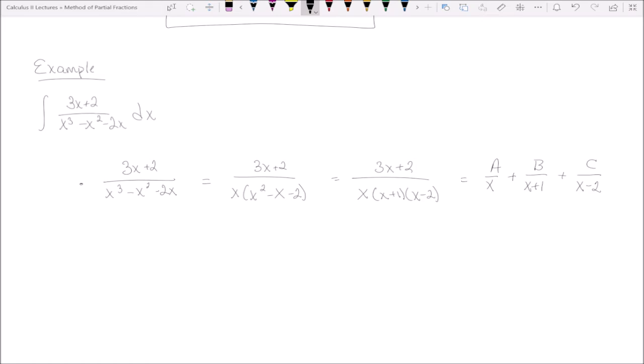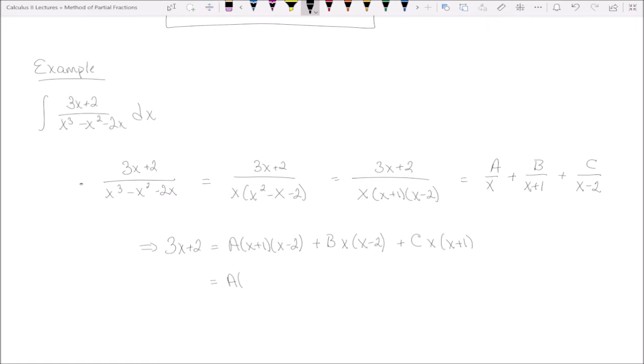Our goal is to now find the A, the B, and the C. All right? Well, clear out denominators. In other words, we're going to multiply both sides of this equality by this denominator, x times x plus 1 times x minus 2. What we are left with, 3x plus 2 is equal to A times x plus 1 times x minus 2 plus B times x minus 2 plus C times x plus 1.